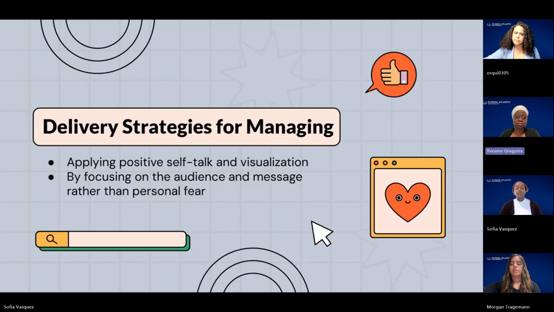Lastly, when it comes to delivery, using positive self-talk, deep breaths, and visualization before presenting, and remaining calm, help healthcare professionals communicate with empathy and confidence during patient interaction. Focus on the audience's needs rather than personal fear. Instead of worrying about making mistakes, concentrate on helping patients understand their diagnosis, treatment options, or discharge instructions.